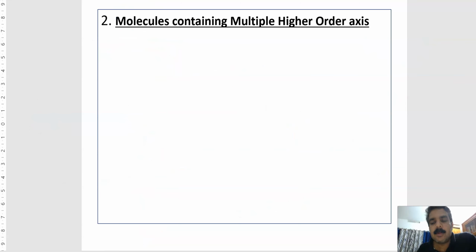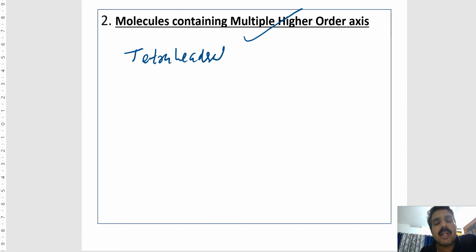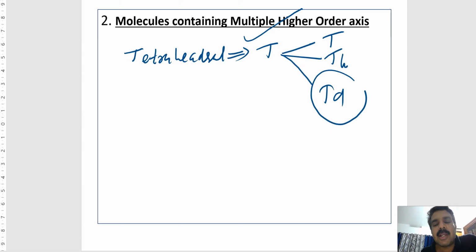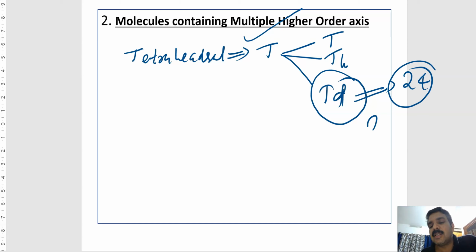Next category is molecules containing multiple higher order axes. This is a special type of molecule. For example, the first case is tetrahedral molecule. Tetrahedral molecule belongs to the T category, and actually it is three types, that is T, TH and TD. A regular tetrahedral molecule belongs to TD point group. In TD point group, there are total 24 symmetry elements, that is, it contains 8 C3 and so on.